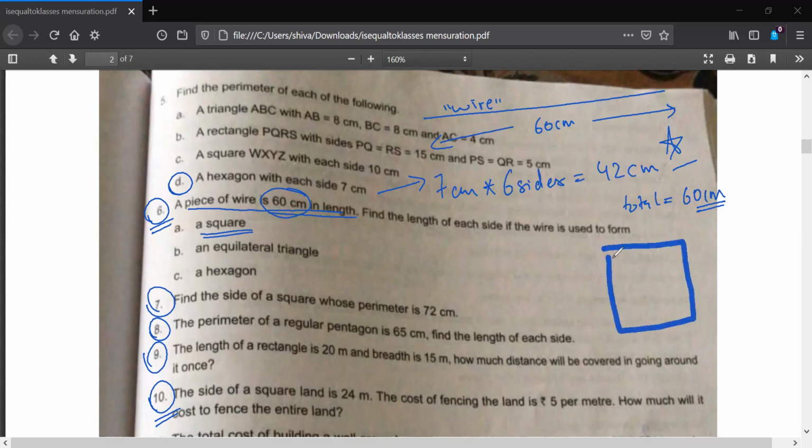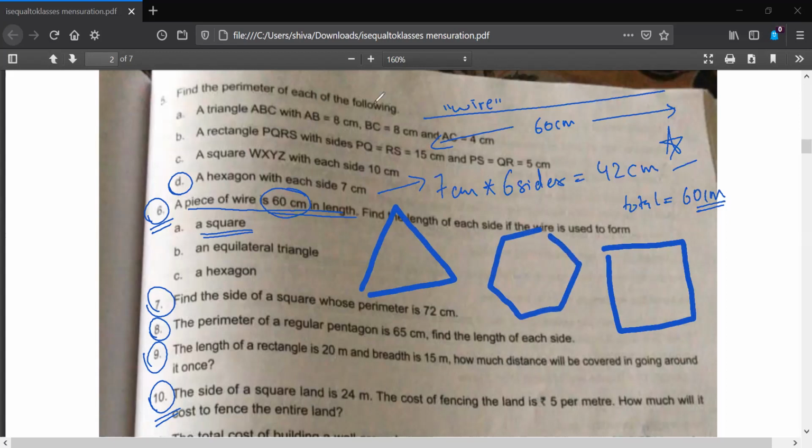So Sarthak, any doubt? No, sir. Similarly, when I have to make an equilateral triangle, I will bend this whole wire like this. Have you understood? Yes, sir. And when I have to make a hexagon, I'll take that wire and I will bend it like this. Any doubt, Mr. Sarthak? No, sir.